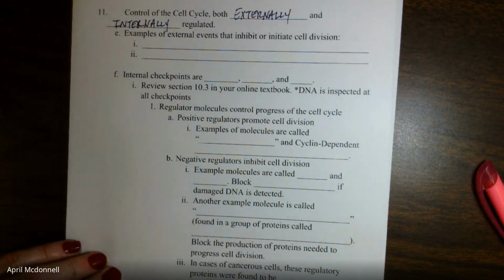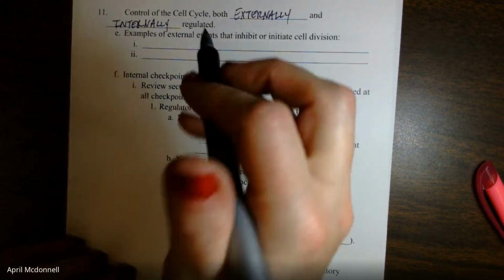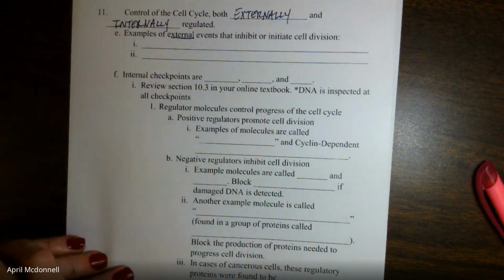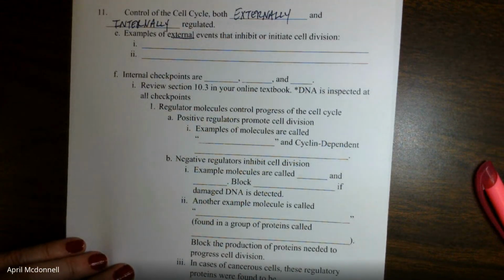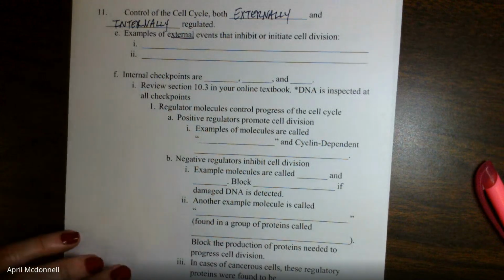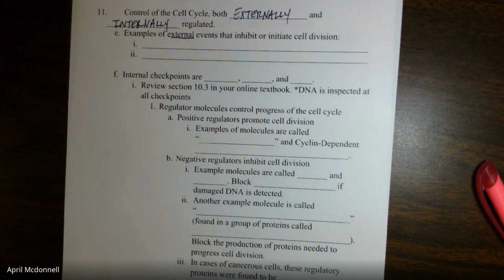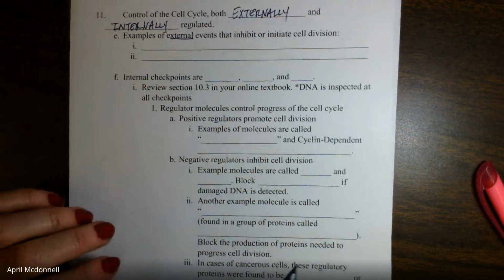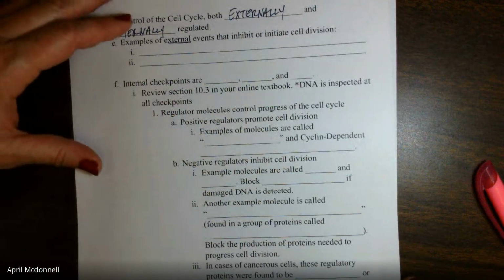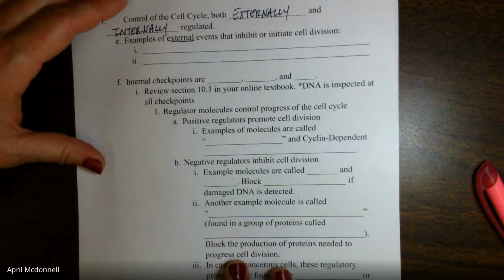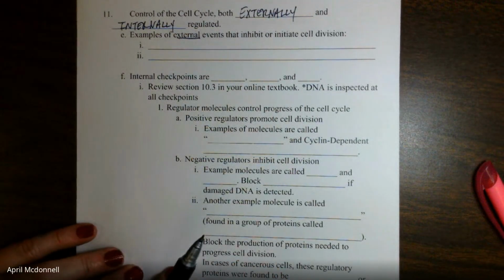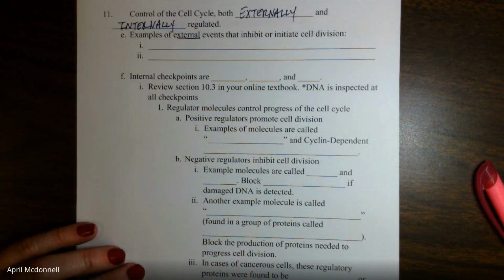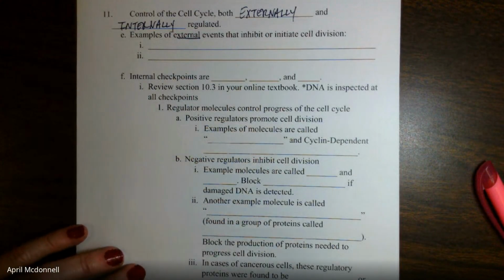We're on page 7. So examples of external control that could either inhibit or initiate cell division. Inhibit is stop cell division, and initiate is, hey, let's let cell division go. An example would be if human growth hormone is around the cell. If the cell is receptive to human growth hormone and there's human growth hormone around the cell, that will initiate cell division.